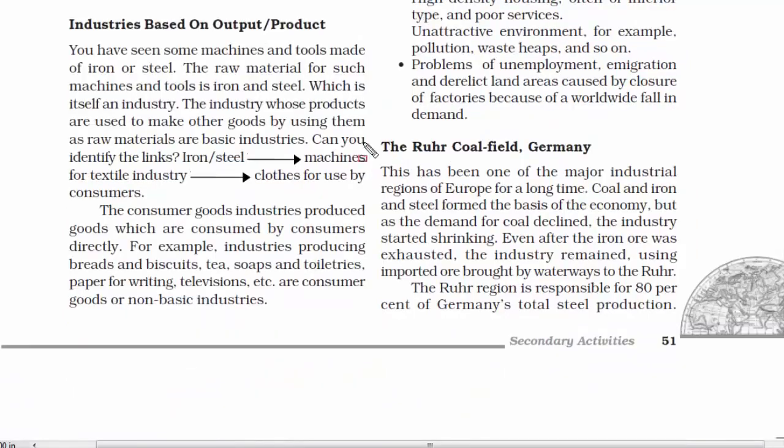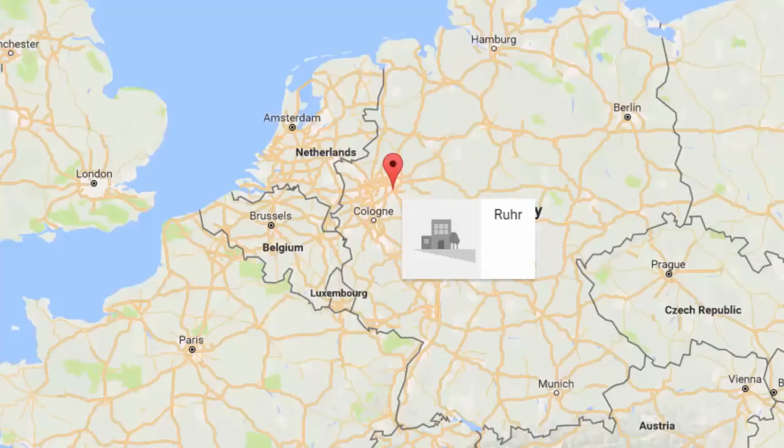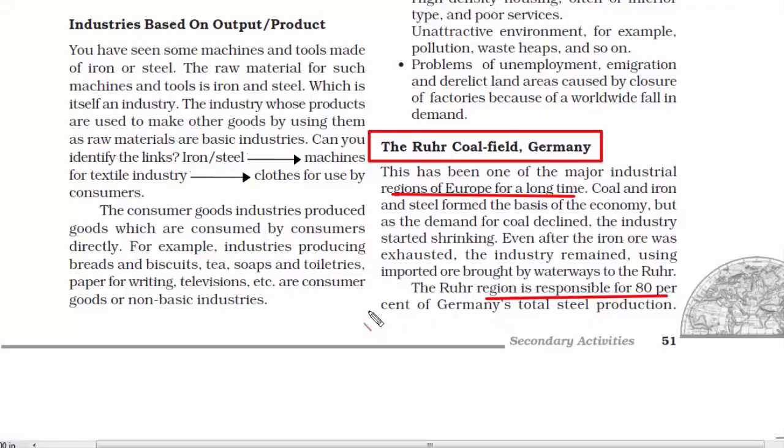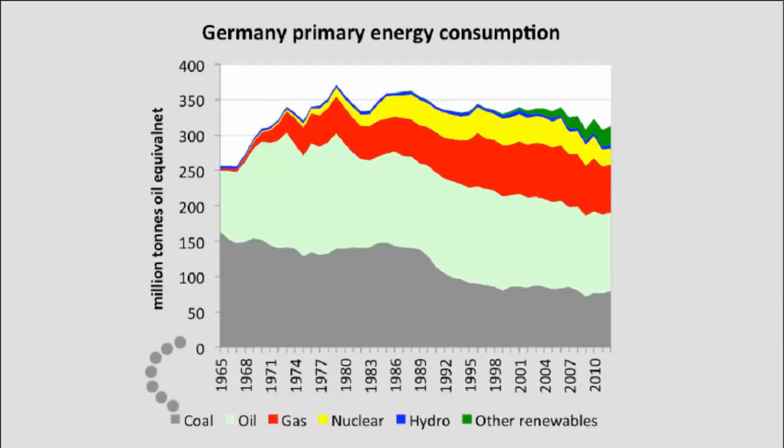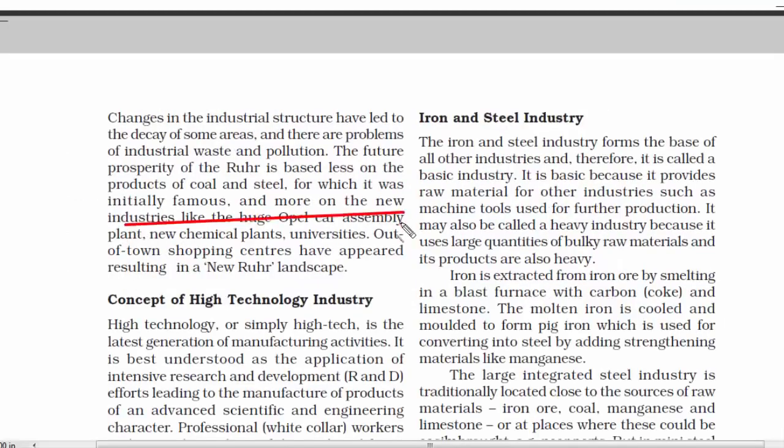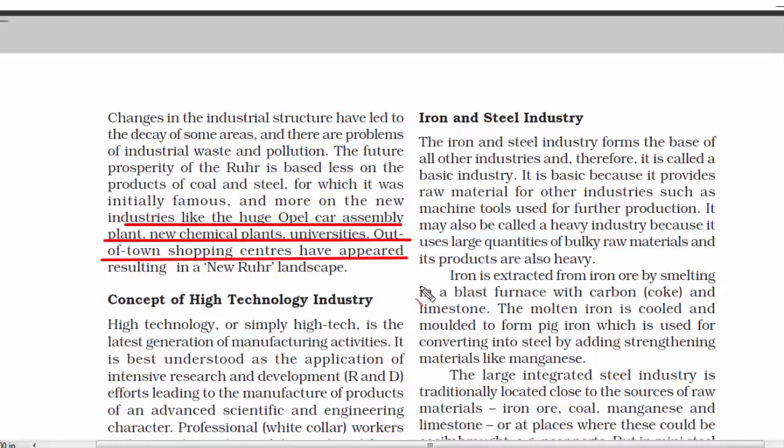Let's read about the Ruhr Coalfield, Germany. It has been one of the major industrial regions of Europe for a long time. The Ruhr region was responsible for 80% of Germany's total steel production. But as the demand for coal declined, the industry started shrinking. This region is now replaced with new industries like the huge Opel car assembly plant, new chemical plants, universities, then out-of-town shopping centers. So this is a perfect example of what happens when manufacturing industries go through transformation with time.